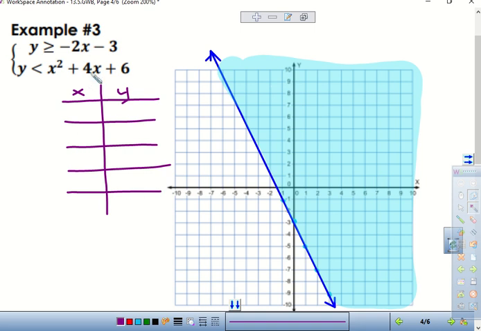Vertex is going to be -4 over 2, which is -2, correct? If I plug -2 back in, I get 4 minus 8, which is -4, plus 6 is 2. And then if I plug in -1, I get 1 minus 4, which is -3, plus 6 is 3. And if I plug in 0, I get 6. So now I can graph these.